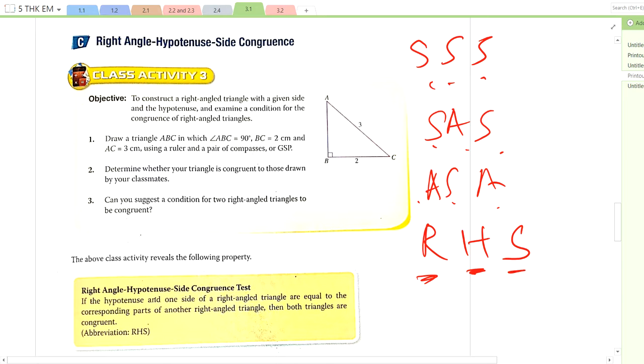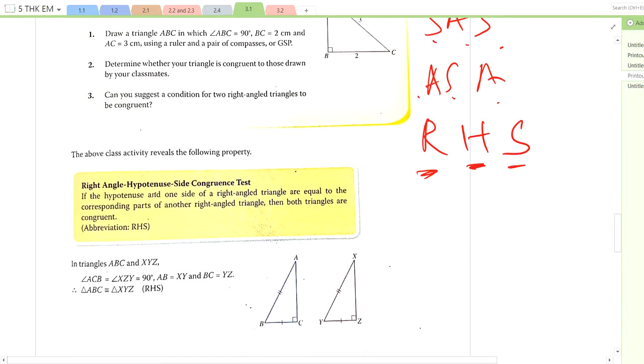And then the last one? Side. A triangle has how many sides? Three sides. One side is the hypotenuse. You must use it. You're left with two sides, right? Any side will do. Okay? These are the rules for this test. Let's see how it works.